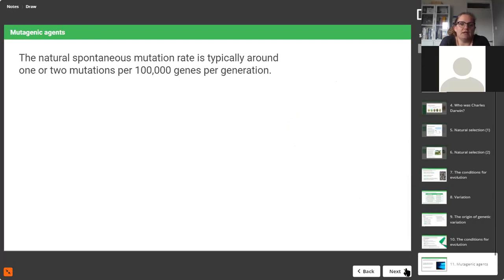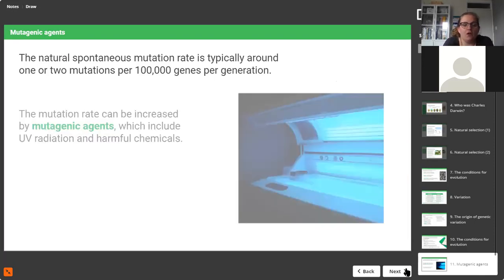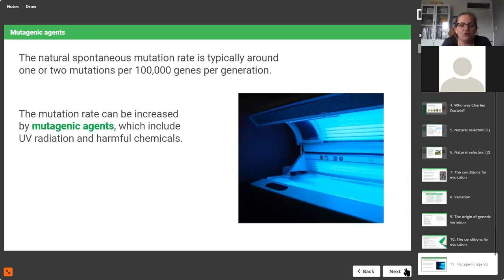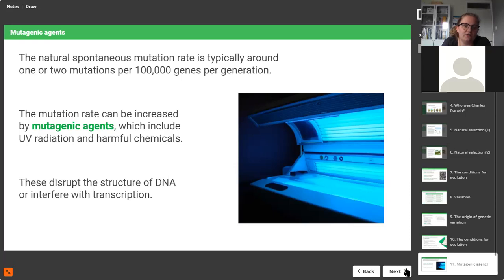The natural spontaneous mutation rate is typically around 1 or 2 mutations per 100,000 genes per generation. The mutation rate can be increased by mutagenic agents. These include things such as UV radiation and harmful chemicals. These disrupt the structure of DNA or interfere with transcription. And again, with terms like harmful chemicals, the mutations that occur generally aren't going to be beneficial.